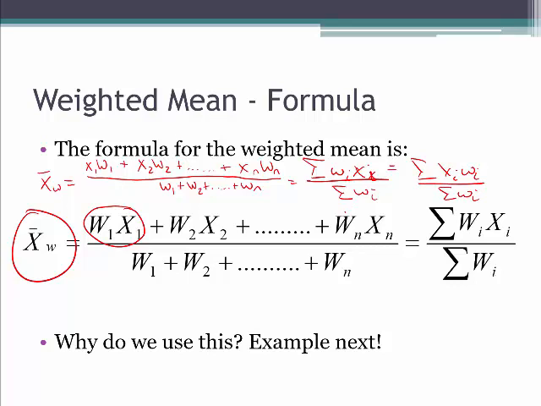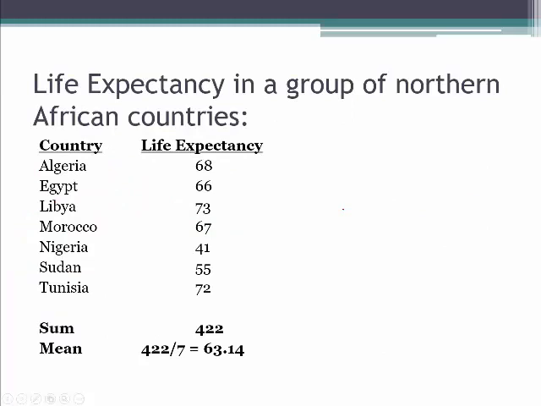All right, so how would you use this? Let me give you an example. Suppose I have this group of northern African countries: Algeria, Egypt, Libya, Morocco, Nigeria, Sudan, and Tunisia. And what you see here is the life expectancy in each of these countries. This data was pulled from the CIA Factbook, so this isn't made up. If you look here, it looks like Libya has the highest life expectancy and Nigeria has the lowest life expectancy. Living to 73 is not too bad. Living to 41, that's tough.